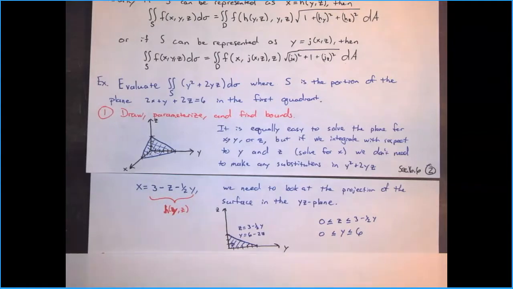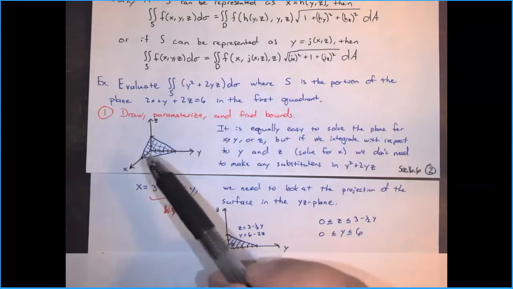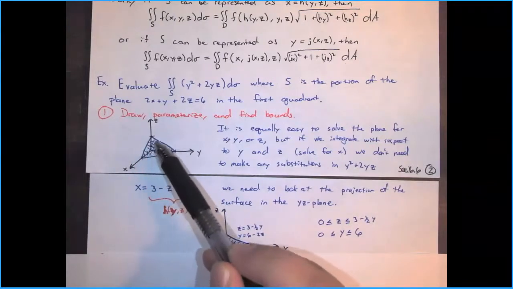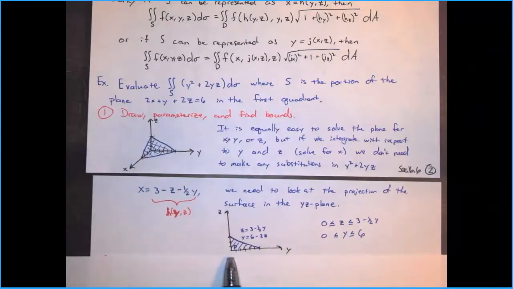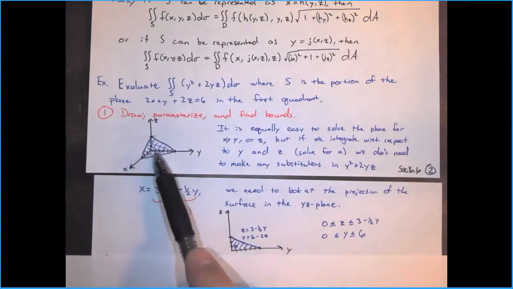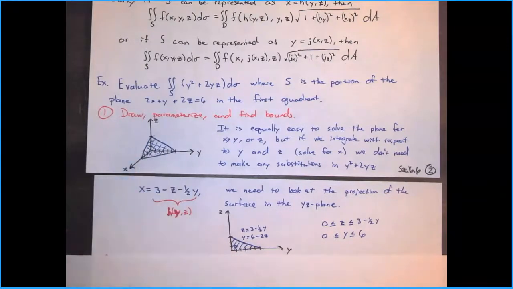I need to integrate over a region in the yz plane, and that's just going to be the projection of this surface into the yz plane. So it's going to be this triangle, which I've redrawn here. So here's another example of the difference between S and D. S is this entire plane. But D is the region I'm integrating over, and it's just this triangle in the yz plane.